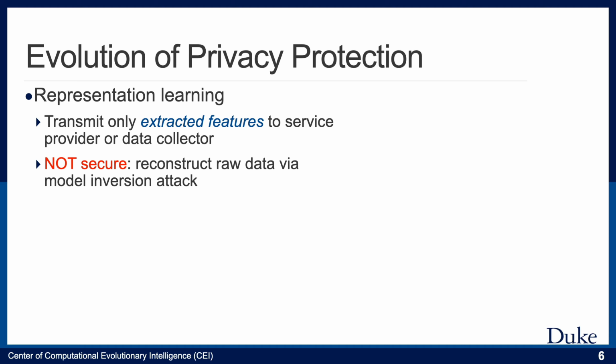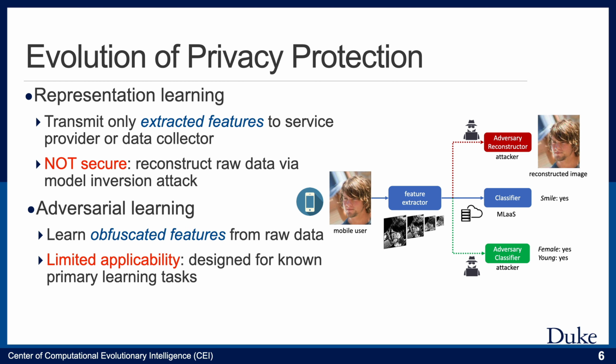In addition, the extracted features can also be utilized by an adversary to infer private attributes, such as gender, age, and so on. To step forward, inspired by GAN, generative adversarial networks, several adversarial learning approaches have been proposed to learn obfuscated features from the raw data. Unfortunately, those solutions are designed for non-primary learning tasks, which limits their applicability in data crowdsourcing, where the primary learning task may be unknown or changed when training a deep learning model.